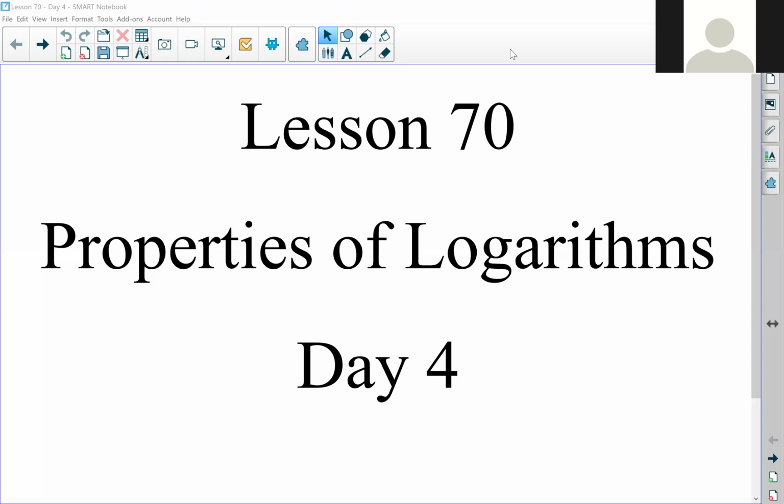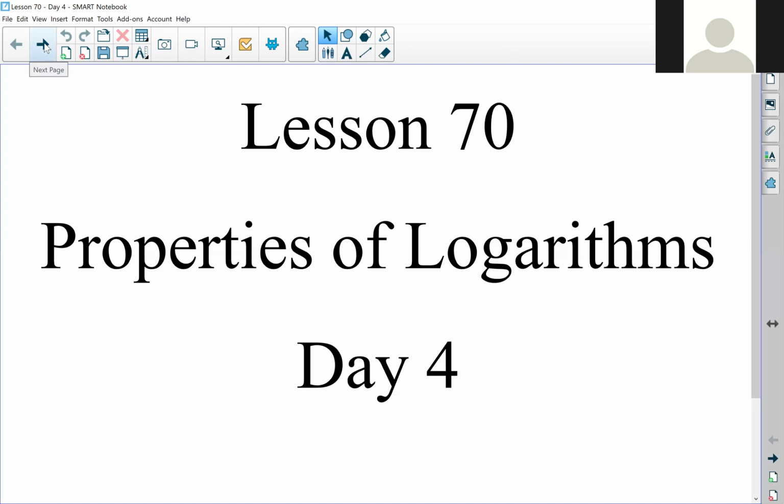All right, we're going to finish up our properties of logarithms today. The last thing we need to look at is using that change of base algorithm from yesterday to approximate the value of a log in some base that we can't normally calculate.